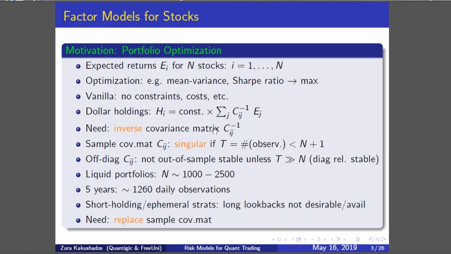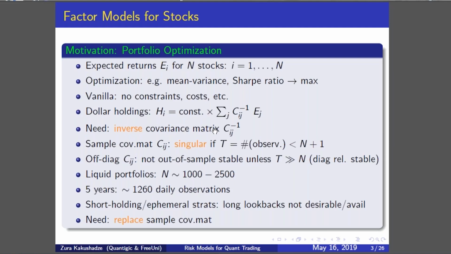Now, the inverse covariance matrix can be either calculated or modeled in various different ways. And if you try to do this as an inverse of a sample covariance matrix, then you're going to run into a slight trouble. Now, the trouble is that if the number of observations in your time series of returns based upon which you calculate your sample covariance matrix is smaller than the number of stocks in your universe, then your sample covariance matrix is singular. You can't invert it.